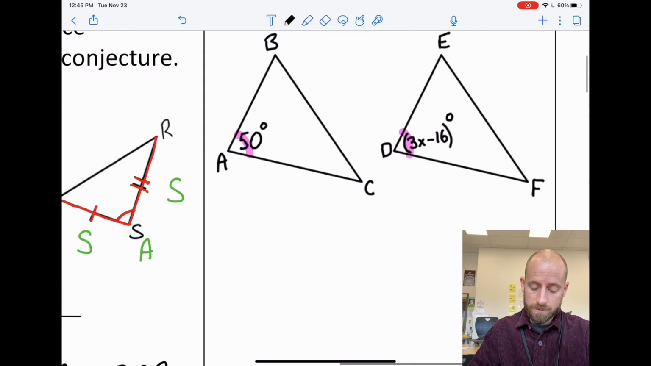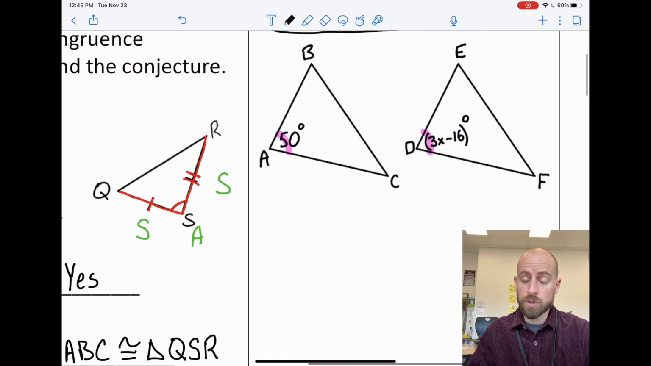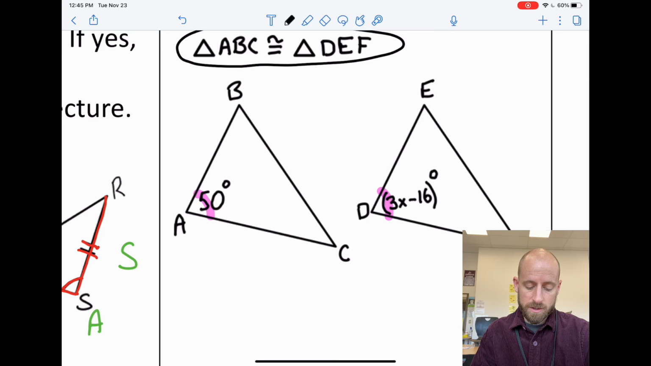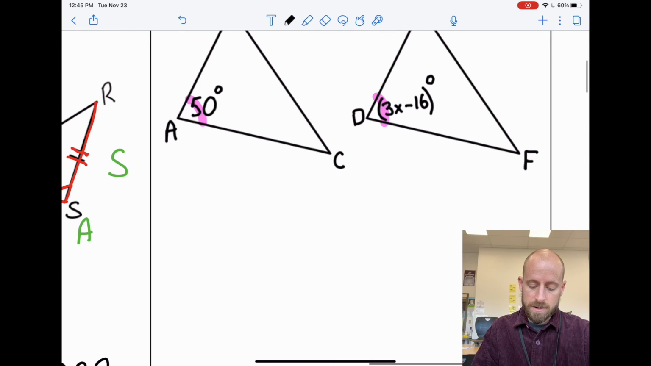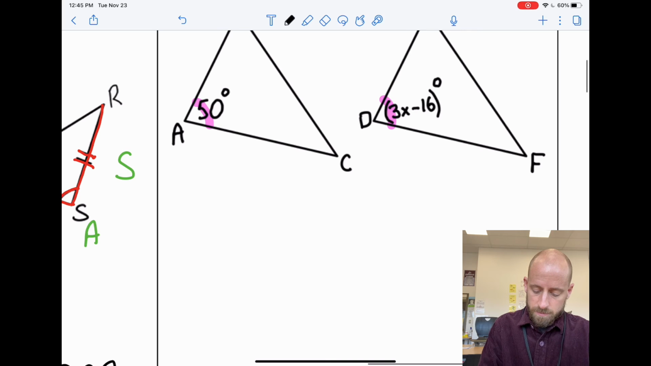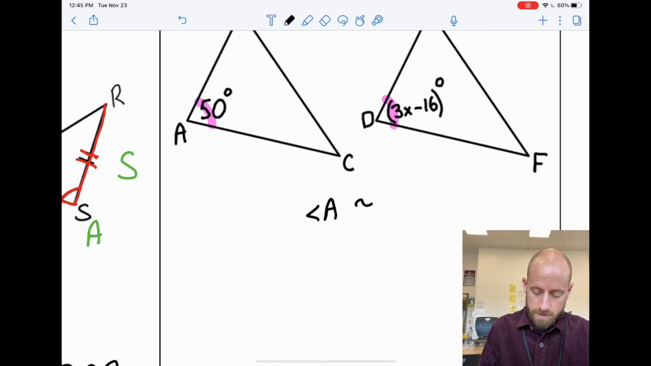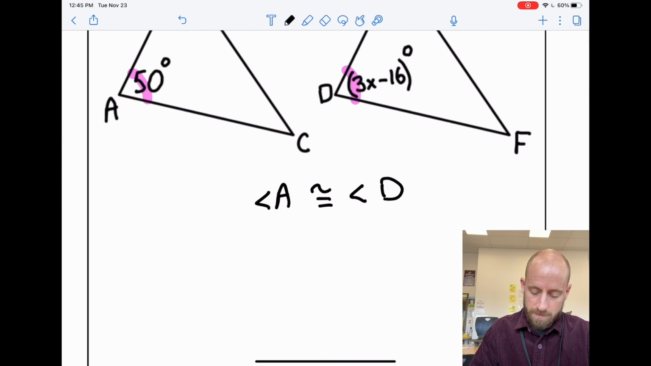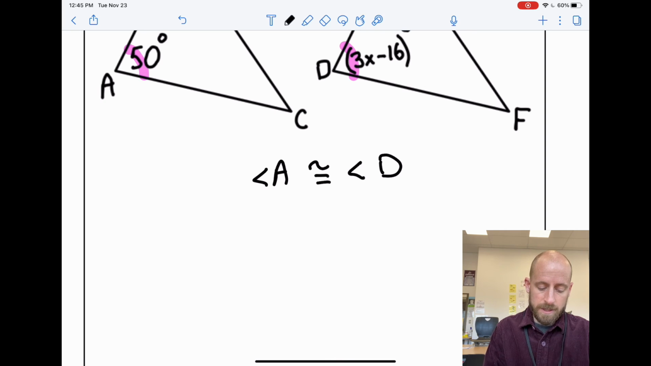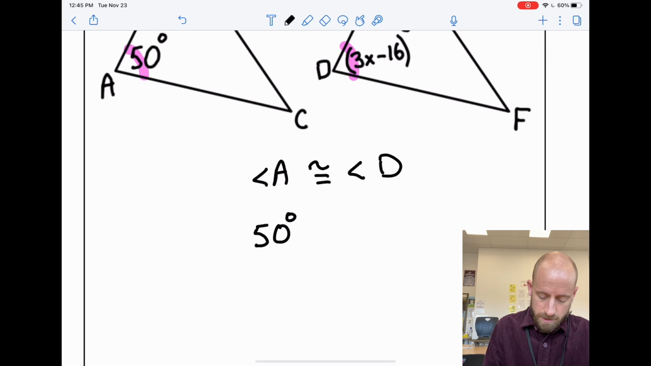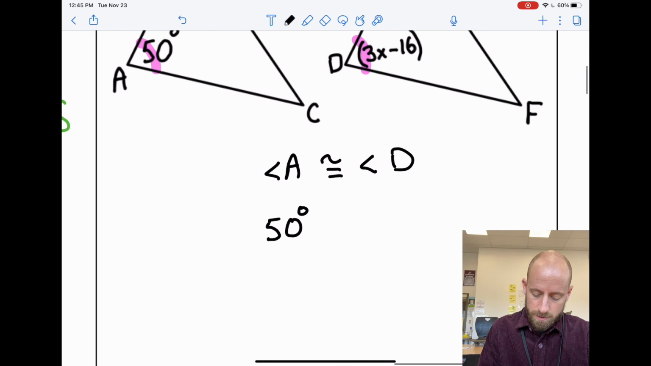So if I'm trying to solve, I need to know that for those two congruent triangles, each part is the same. So angle A is congruent to angle D, right? So I'm going to write that. Angle A is congruent to angle D, all right? And I know that from the congruent statement. And what I'm going to do is fill in the measure of angle A. Angle A was 50 degrees. And angle D was, actually, let me get rid of the degree symbol because we'll need that in a second, 3x minus 16 degrees.